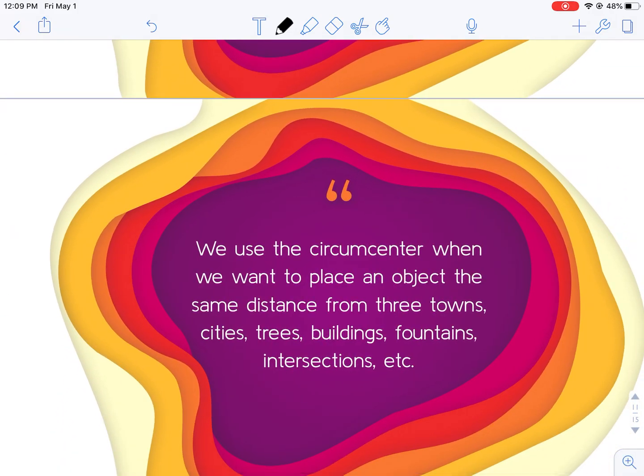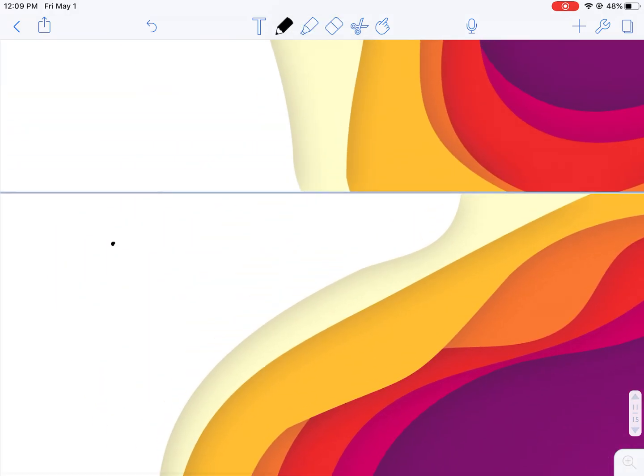We're going to use it when we want to place an object that's the same distance from three towns, cities, trees, buildings, fountains, intersections, what have you. So sometimes, like high schools will do this. You'll have three towns, and they're all small, and they're on a map like this, and they're like, well, we want to share a high school because none of our towns are big enough that we each need one. Let's find where that circumcenter is, and let's build close to there.